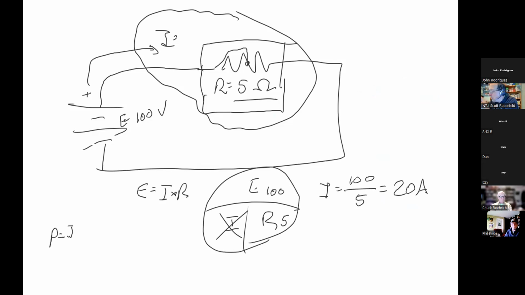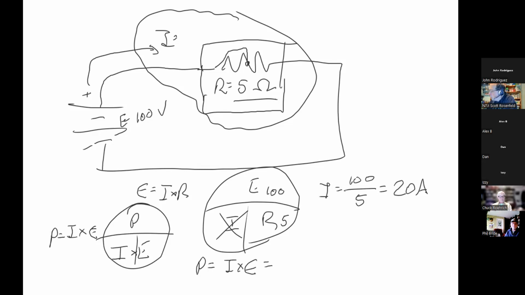Now we're going to do our power calculation again. P equals I times E. P, I, E, the same way. We don't know our power. We have I times E. P equals I times E is equal to 20 amps times 100 volts, which is now how much power? 2000 watts.